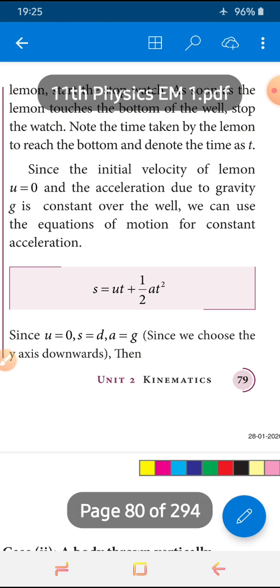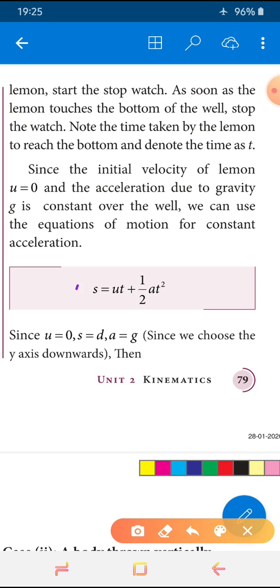s is equal to ut plus half at square. This is the equation. Then what about u? u will be taken as 0. Okay, then a can be taken as g, since it is moving down. We discussed here that for gravitational motion it is an exception, and we can use positive j cap.